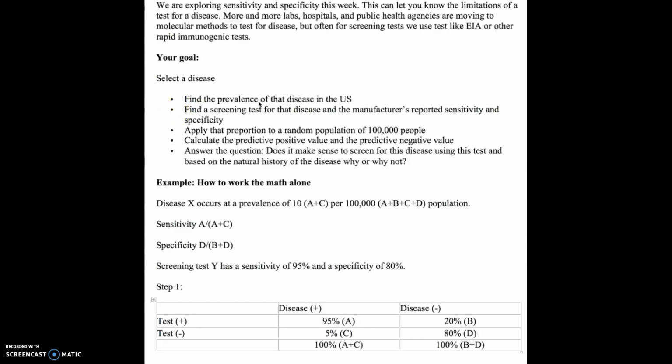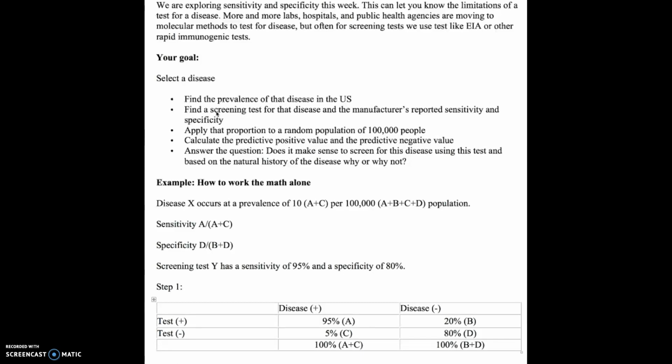find the prevalence of a disease in the United States. Any disease you want: tuberculosis, HIV, obesity, diabetes, Alzheimer's, stroke, whatever you want, find the prevalence of that disease in the United States. And for any year, it doesn't really matter.